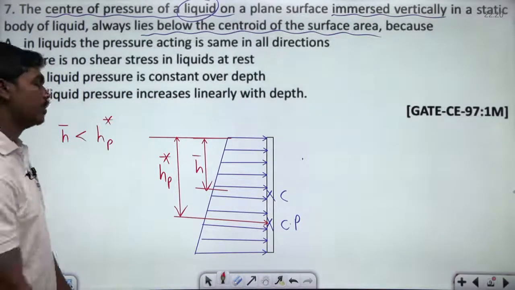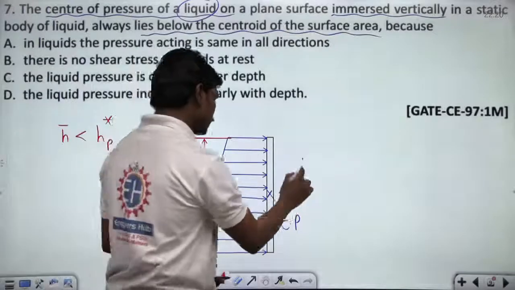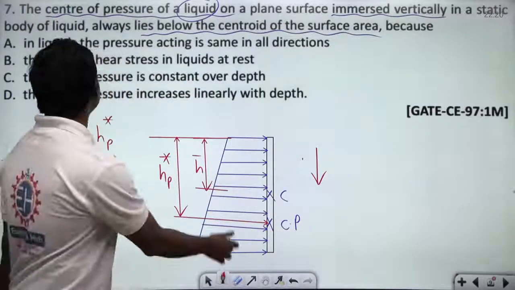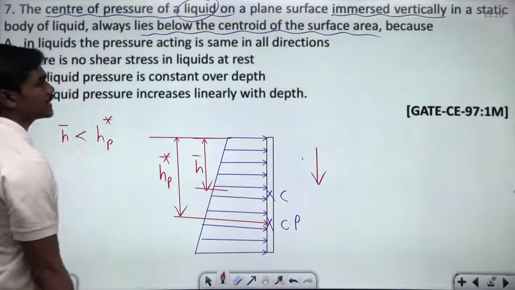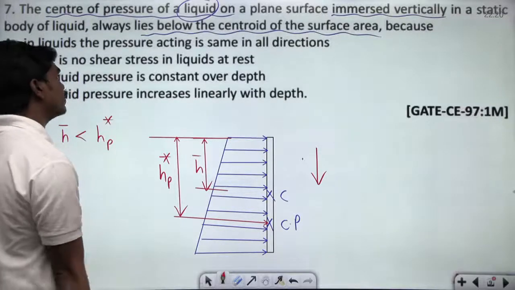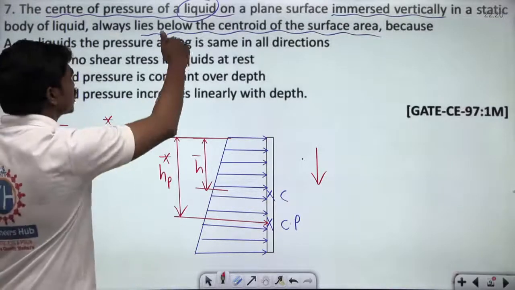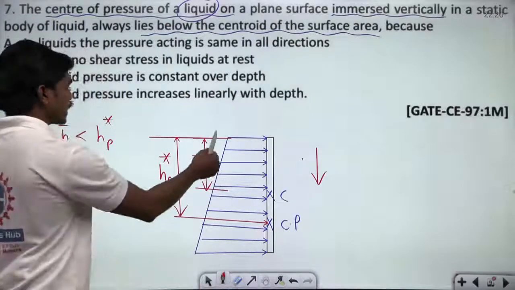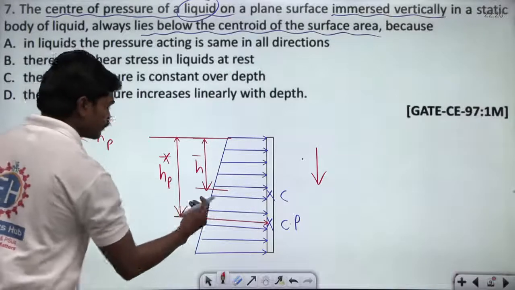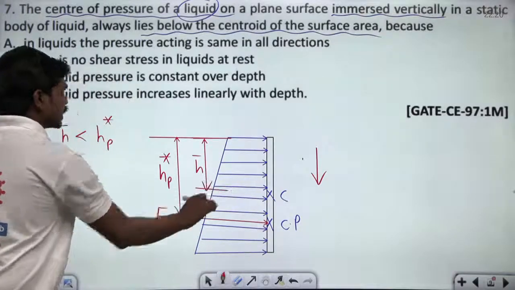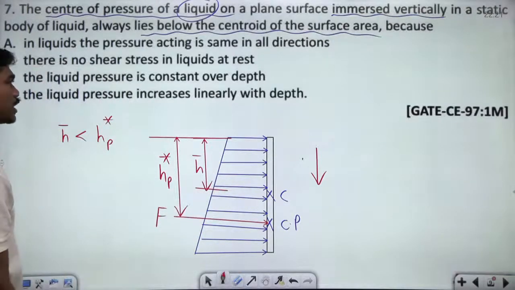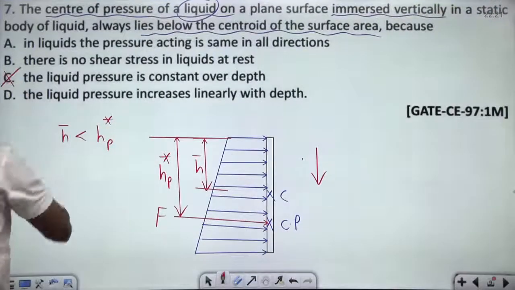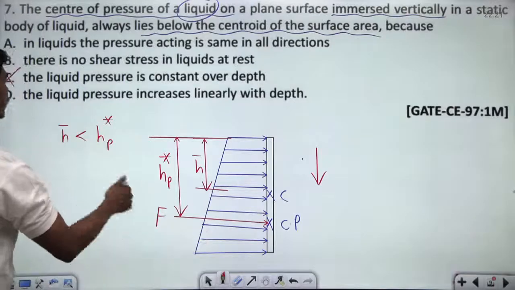And why is this happening? Because as you keep on increasing the depth, your pressure force increases, correct? In liquids the pressure acting is the same in all directions, which is true in static fluids, but that's not the reason why the center of pressure always lies below the centroid. There is no shear stress in liquids at rest, correct? But that's not the correct reason for the location of this force F a bit below the centroid. The option saying the liquid pressure is constant over depth is completely wrong, because the liquid pressure is not constant and it varies linearly with depth.